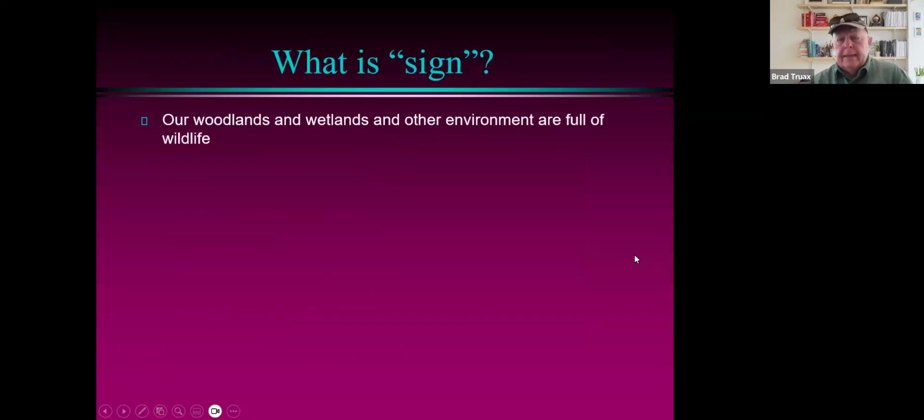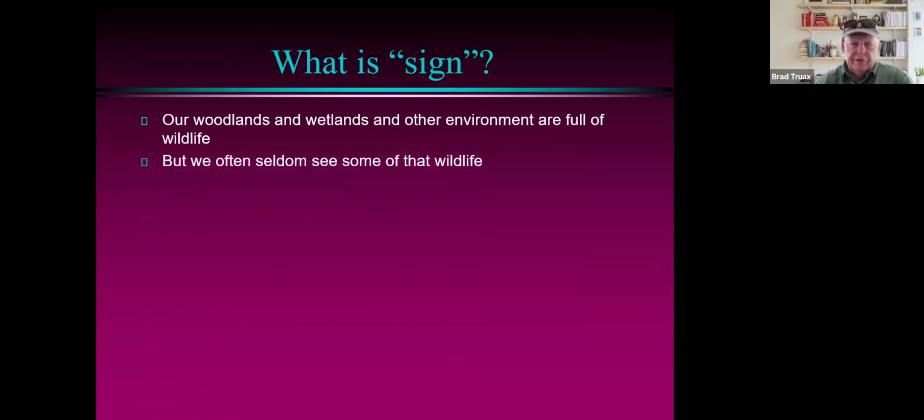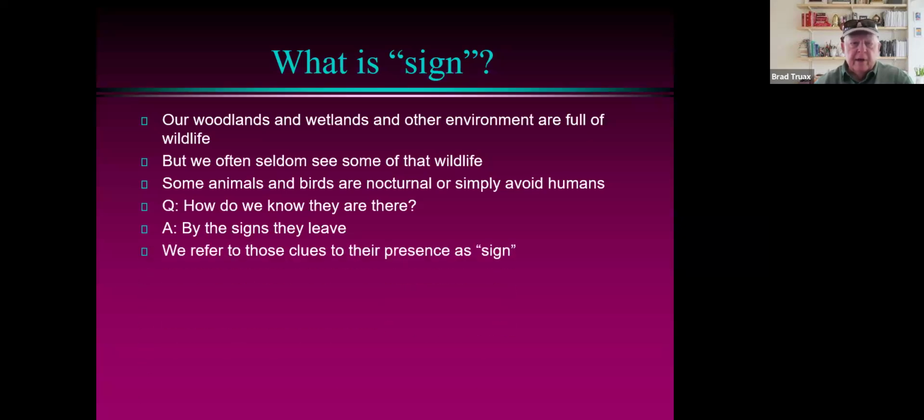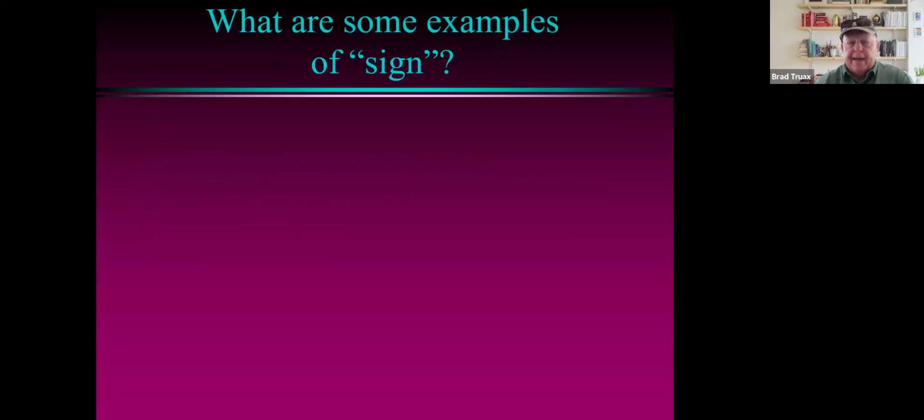The other thing, our woodlands and wetlands and other environment are just teeming with wildlife, but we often don't see some of that wildlife. Some animals and birds are nocturnal, where they simply avoid humans. So, how do we know that they're there? We know that they're there by the signs that they leave. We refer to those clues to their presence collectively as sign. So, what are some examples of sign?